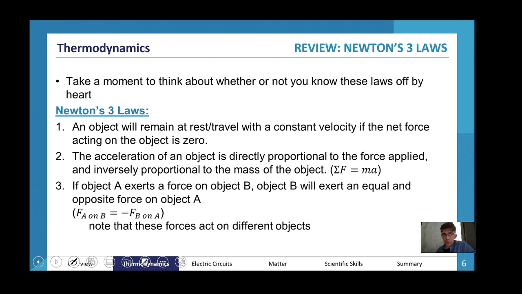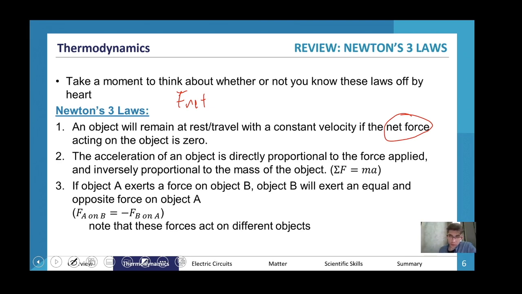The first law states that an object will remain at rest or travel with a constant velocity if the net force acting on the object is 0. Well, what does that mean? The key word here is net force. So net force, it's the sum of all forces. So it's the resultant force. So if you add up everything, what is the resultant force?